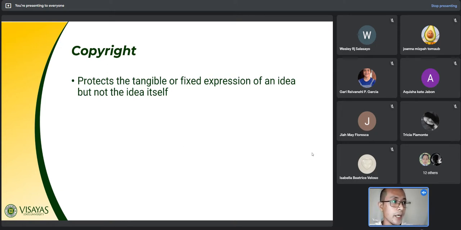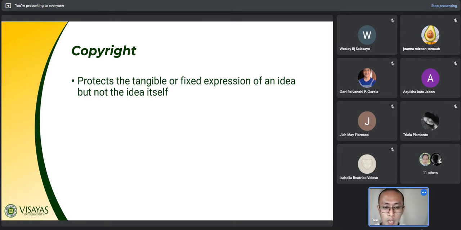Can you read the definition of a copyright, Joanna? Tangible or fixed expression of an idea, but not the idea itself. Okay, so when we say copyright, the idea is now put into something tangible. Say for example, you have this idea and then you put your idea into writing. Either you write it manually with paper and ball pen, or you print what's on your mind. Okay? Once you start printing what's on your mind, your ideas, it is now protected with copyright.